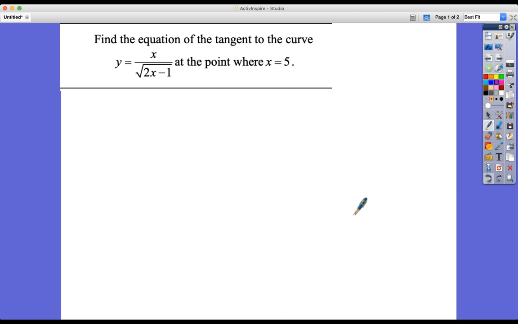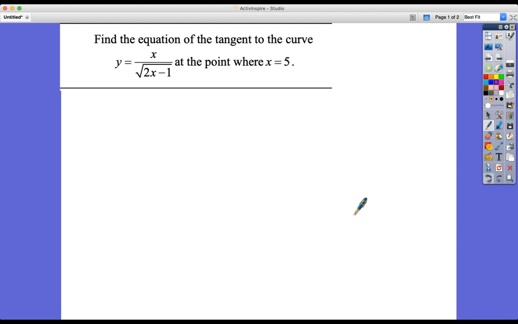Hello, we're going to tackle some quite beefy questions today. There's two of them. They're going to combine all of our knowledge on tangents, normals, chain rule, product rule, and quotient rule, all in two questions. Okay, so be ready for this.